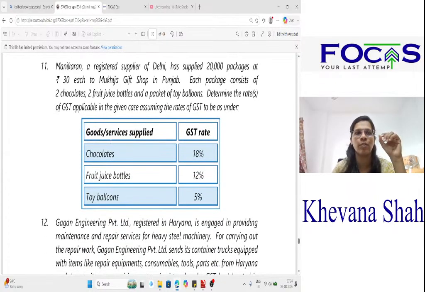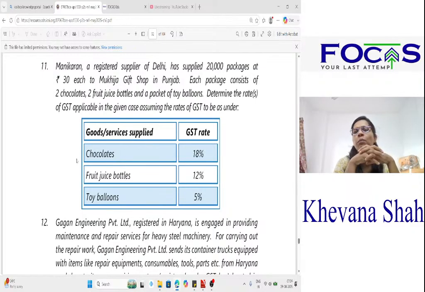Now we have the next question, 11. Mani Karan, a registered supplier of Delhi, has supplied 20,000 packages at 30 rupees each to Makhija gift shop in Punjab. Each package consists of 2 chocolates, 2 fruit juice bottles and a packet of toy balloons. Then we are given the individual rates for each of these supplies and we have to determine the rate of GST applicable in the given case. Okay, so we have to find out what is the rate of GST that you will be applying on these supplies.